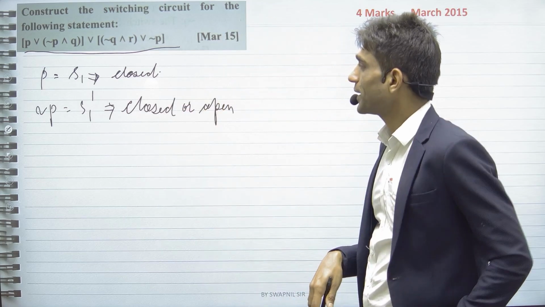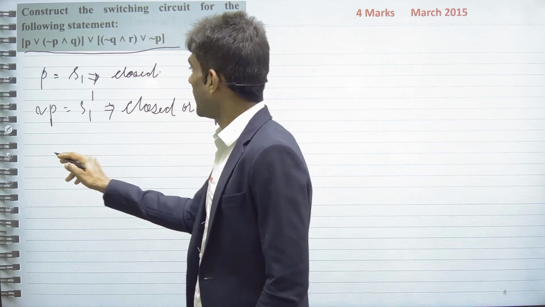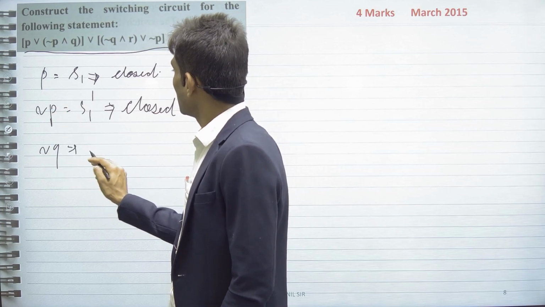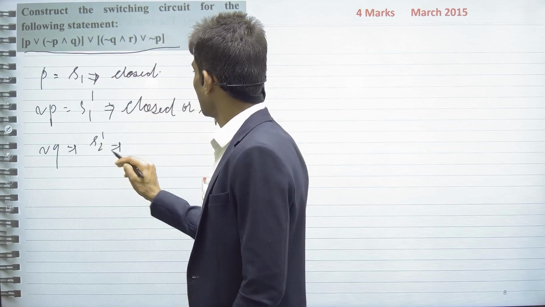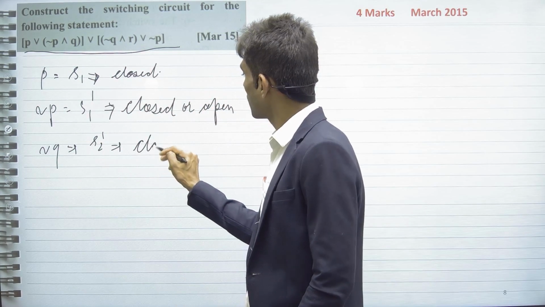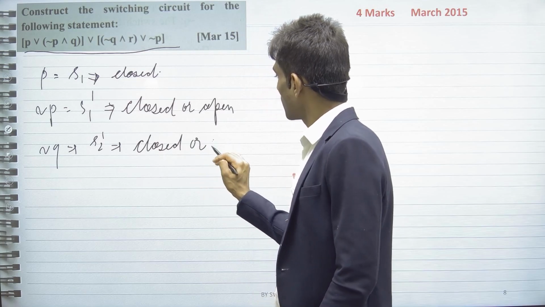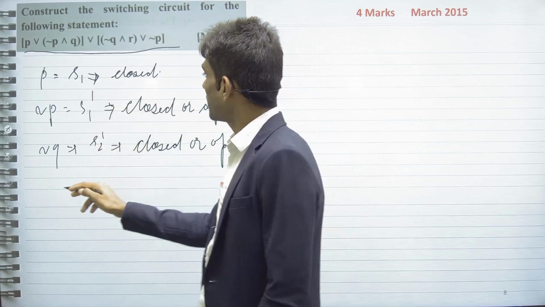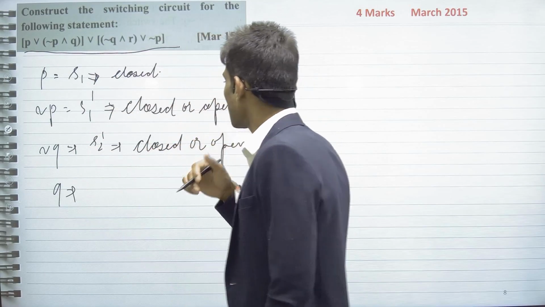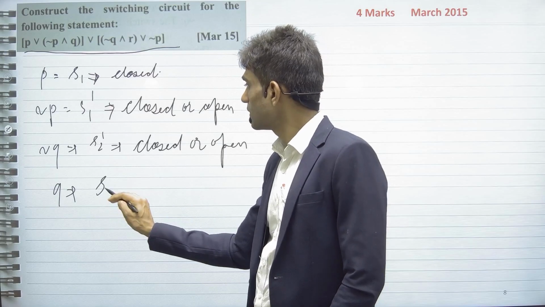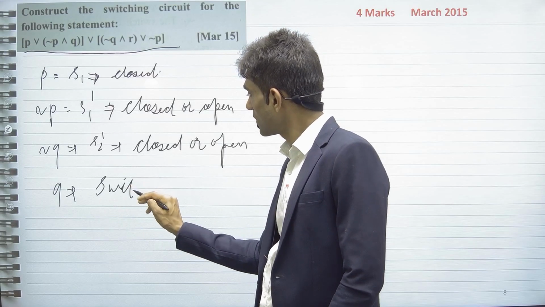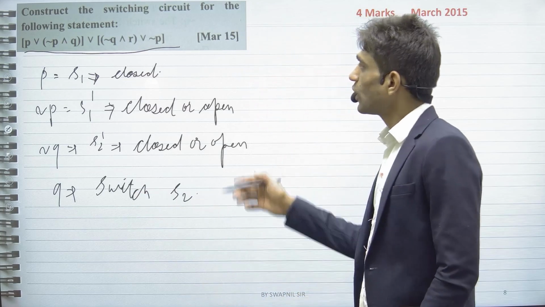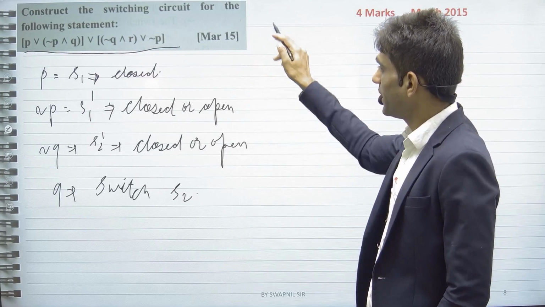Closed or open, okay. And negation of P and negation of Q, S2 dash, switch closed or open, okay. S2 dash, okay. After that Q switch S2, okay. Yes, now put all of these values in our statement and draw the circuit, okay.